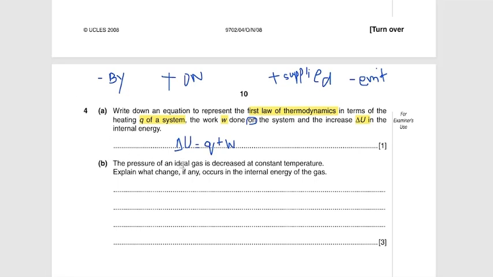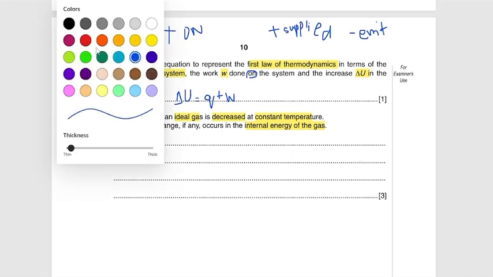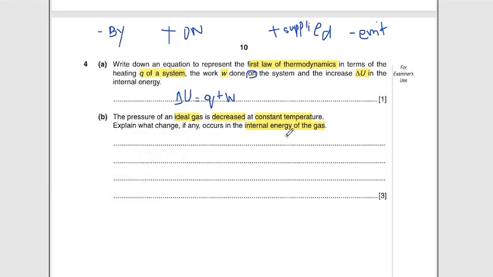the pressure of an ideal gas is decreased at a constant temperature. So many keywords. Number 1, ideal gas. Number 2, constant temperature. Explain what change, if any, occurs in the internal energy of the gas. Now, there are a few things that I will tell you that is going to make this question a lot easier. Number 1 is, whenever you look at the word internal energy, internal energy always comprises of two things.